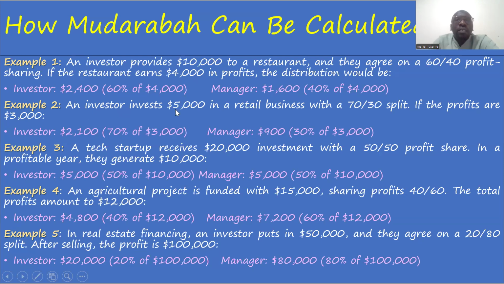Then example 2, an investor invests 5,000 in a retail business with a 70-30 split. If the profit is 3,000, so this is how you'll calculate it. Like 70% of 3,000 is $2,100, which will go to the investor. And the manager will get 30%. And the manager, in this case, is the mudarib. The investor is the Rabbul Mal. Will get 900, which is 30% of 3,000. It's as easy as that. It's the same in all these examples.